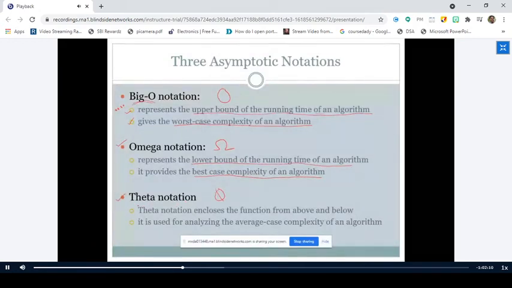And the third one is the theta notation. Theta notation encloses the function from above and below, which represents how we are going to analyze the average case complexity. Now you are clear, right?